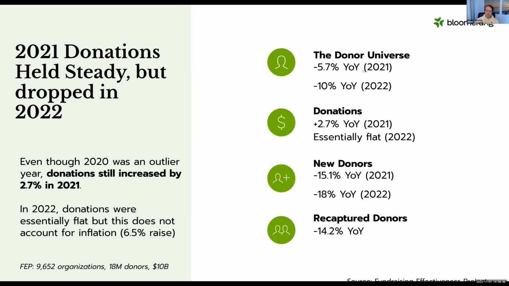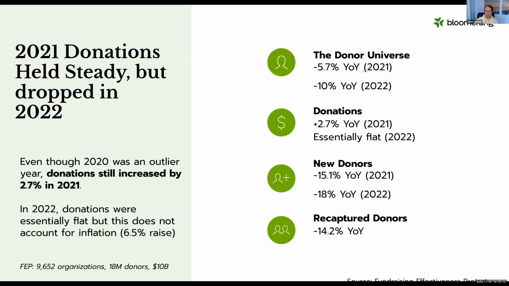Maybe it was still hybrid, but they were kind of getting back to normal. And so we thought, well, with those events, we're going to see more new donors. We're going to see maybe some more mid-level donors. So we're going to see kind of a righting of that ship, so to speak. And that didn't happen. If anything, the donor universe shrunk by another 10%, which is a pretty big number.